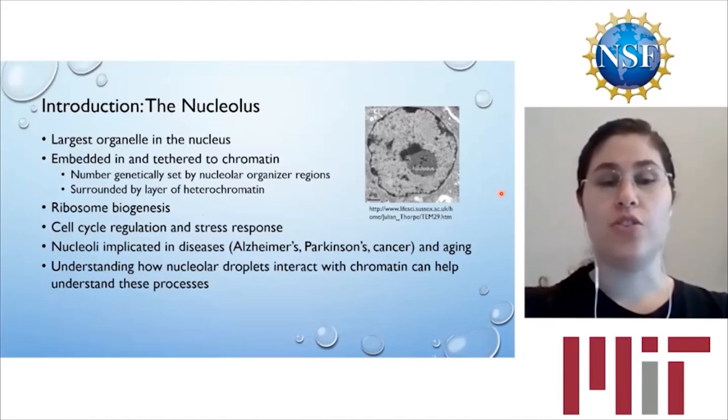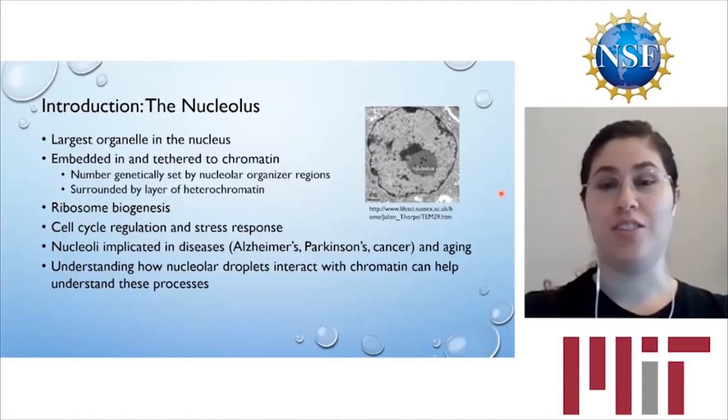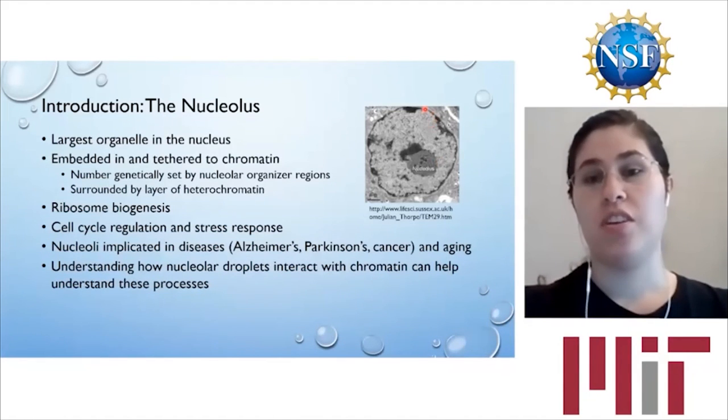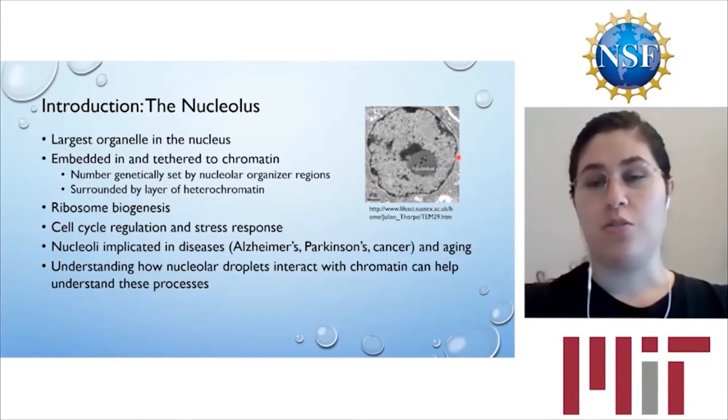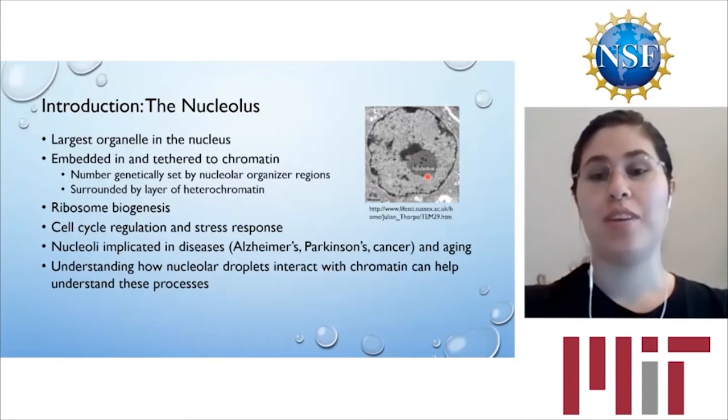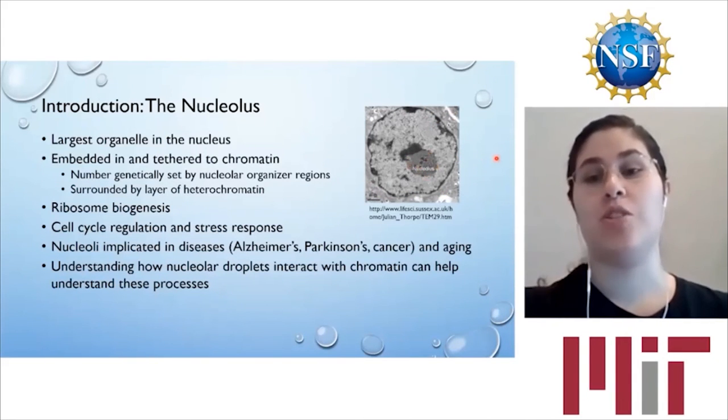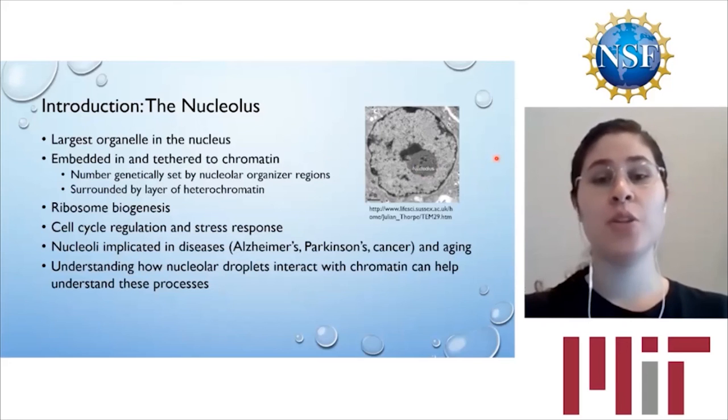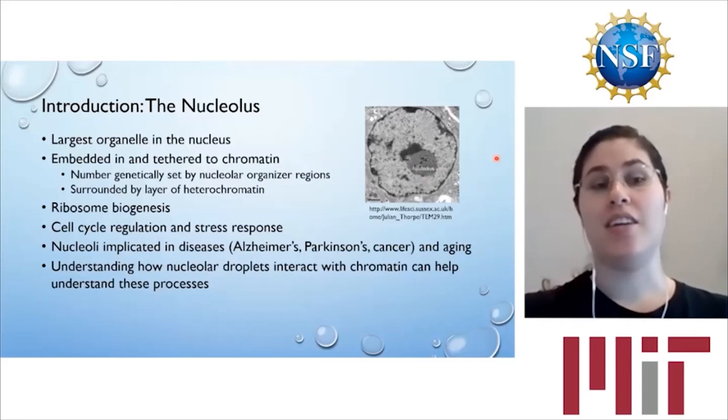So, an introduction to the nucleolus: it's the largest organelle in the nucleus. In this EM image here, this outer boundary is the nucleus, and this blob here is the nucleolus, and you can see how much space it takes up. The nucleolus is also embedded in and tethered to chromatin.